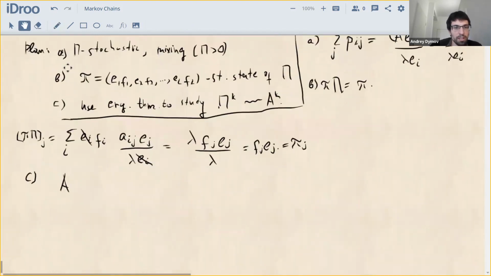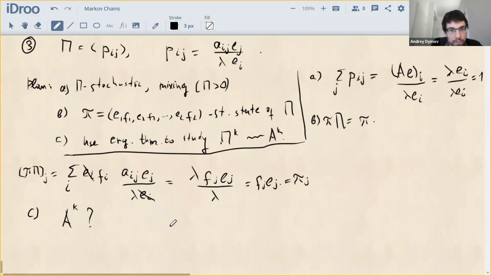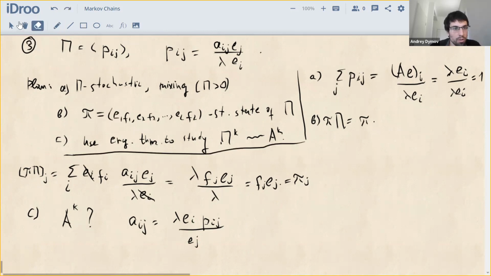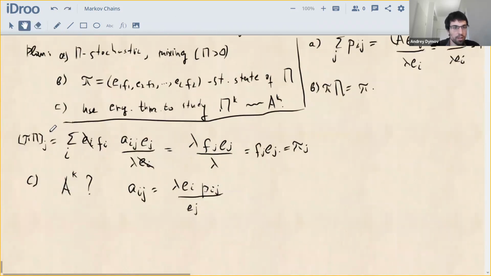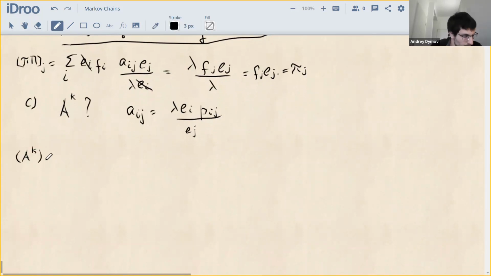Look, what is the relation between the matrix A and the matrix P? A_ij equals lambda E_i times P_ij over E_j, right? Then, if I wish to find the component number, say, nm of this matrix, then what should I write? Then I should write down the following.